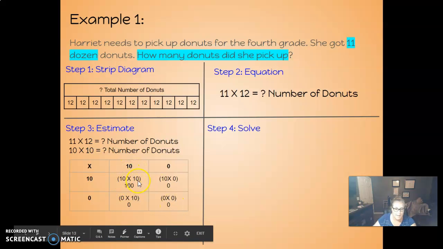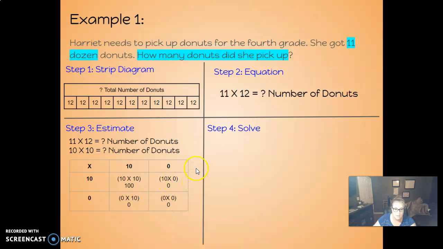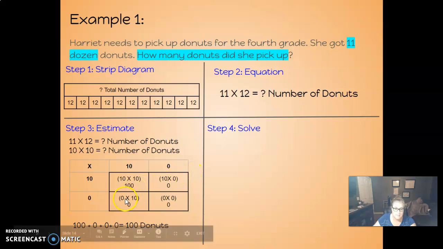Now, I have all of these partial products, but I actually have to add them all together to get my answer. So I'm going to do that. When I do, I know that I have 100 plus 0 plus 0 plus 0 equals 100 donuts. So I know that she has about 100 donuts to pick up.